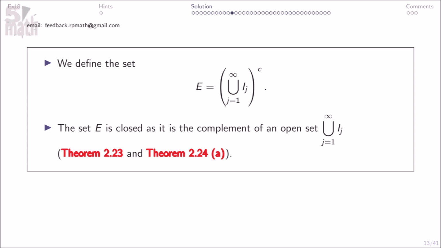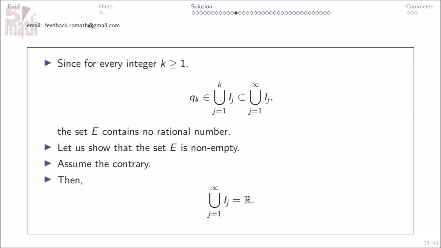We define the set E equaling this. The set E is closed and it is the complement of an open set, Theorems 2.23 and 2.24a. Since for every integer k greater than or equal to 1, qk is an element of this, the set E contains no rational number. Let us show that the set E is non-empty.